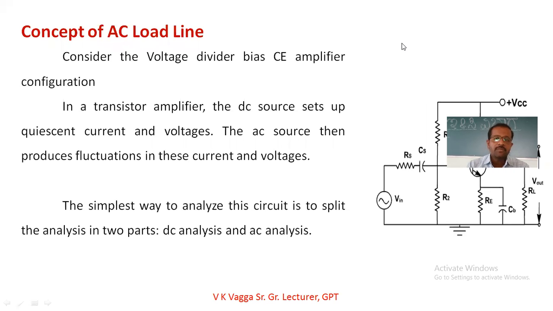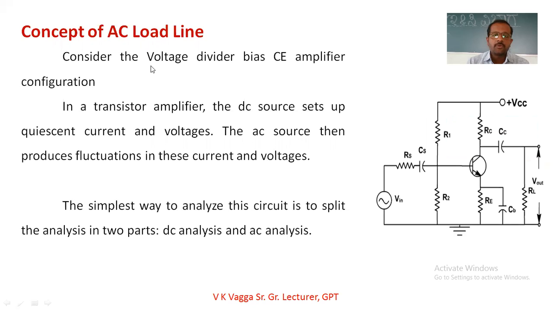And if you take the concept of the AC load line, you already know about the voltage divider bias circuit. It is considered as a common emitter amplifier configuration under voltage divider bias. In a transistor amplifier, the DC source sets up the quiescent current and voltages, and the AC source produces the fluctuations in these voltages and currents. You can see this circuit, which was already explained in the previous class.